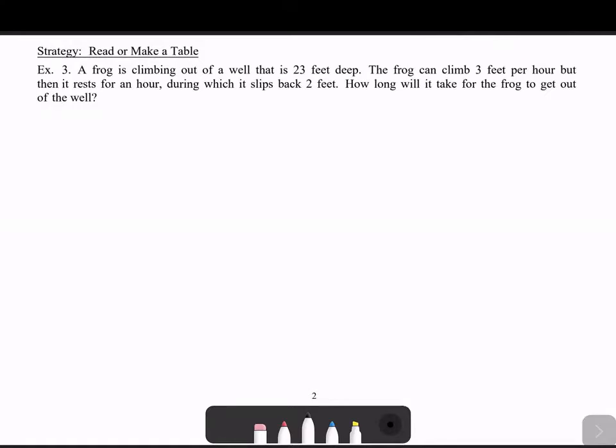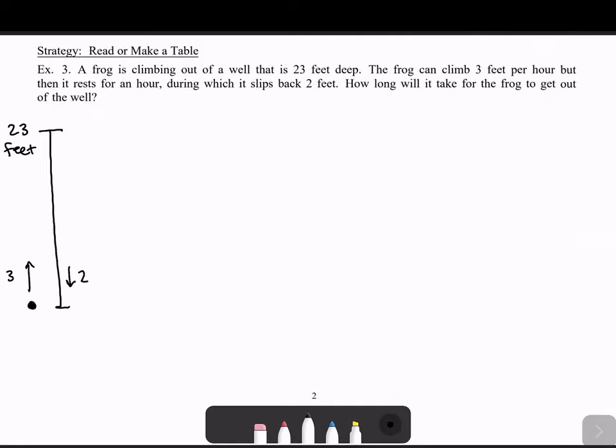So we can see how many hours the frog takes, how much distance the frog takes in every hour. To start, I'm going to draw a picture just to visualize. So the frog has a well that is 23 feet deep, and the frog is down here. Every hour he goes up 3 feet and then back down 2 feet. So that's the pattern every hour. So let's make a table.